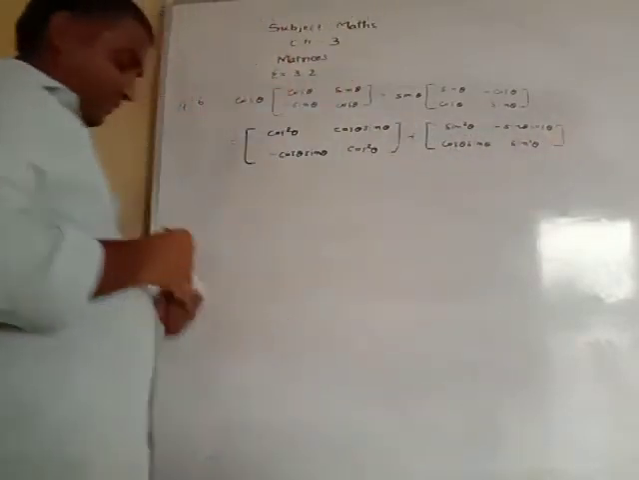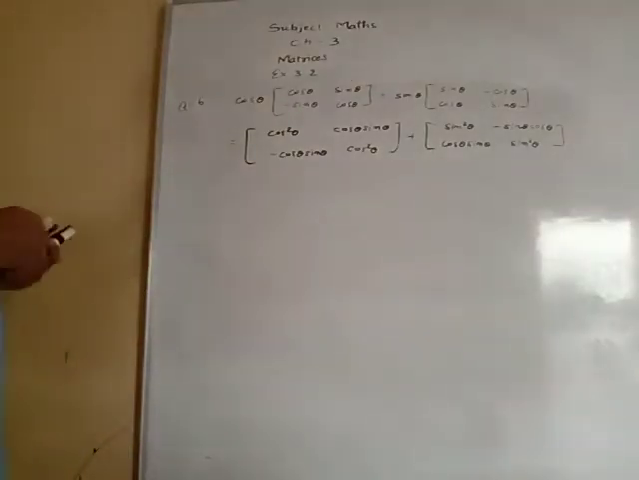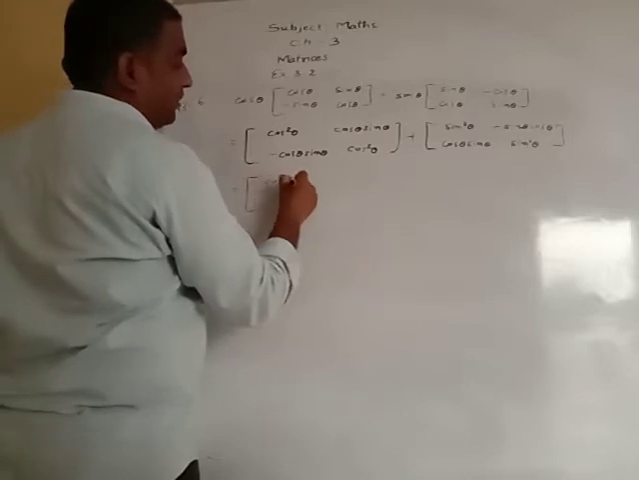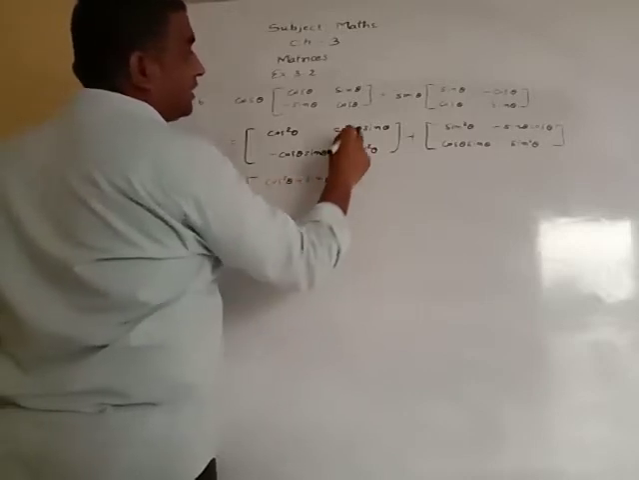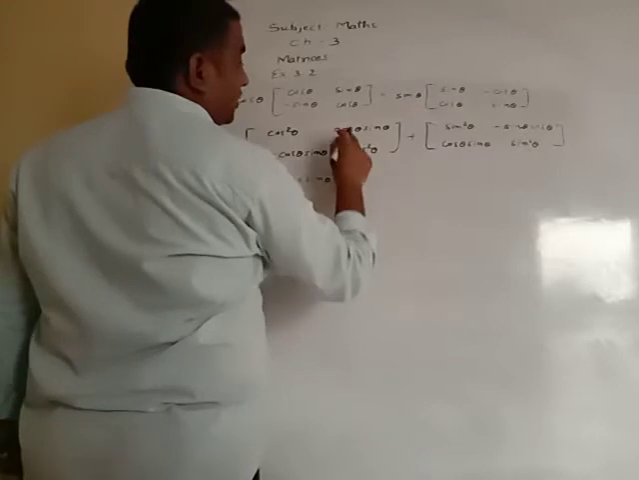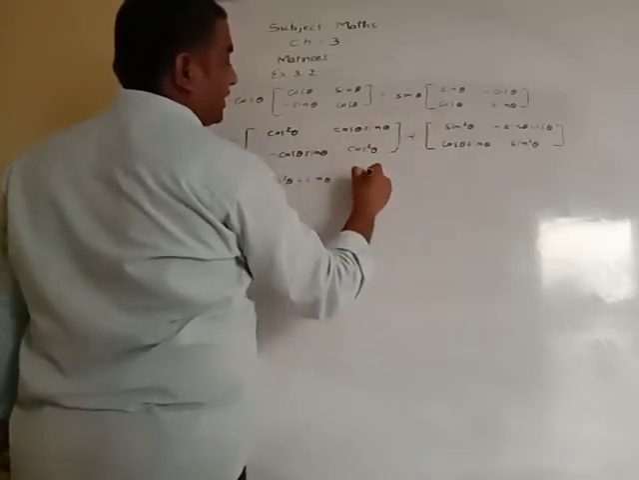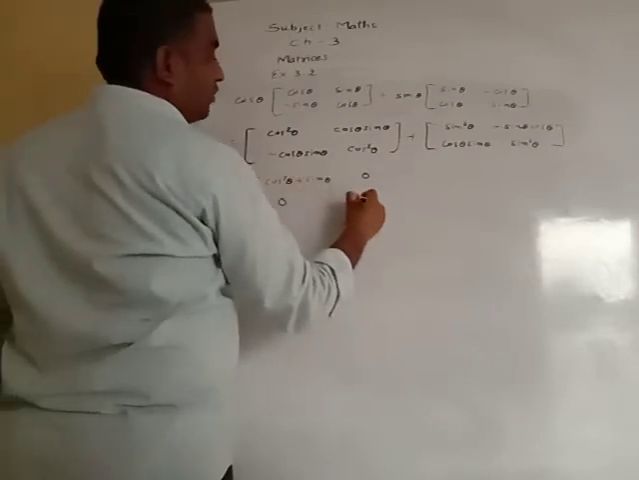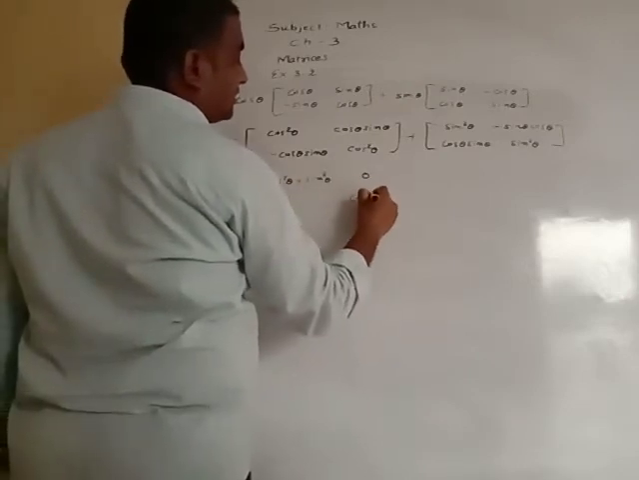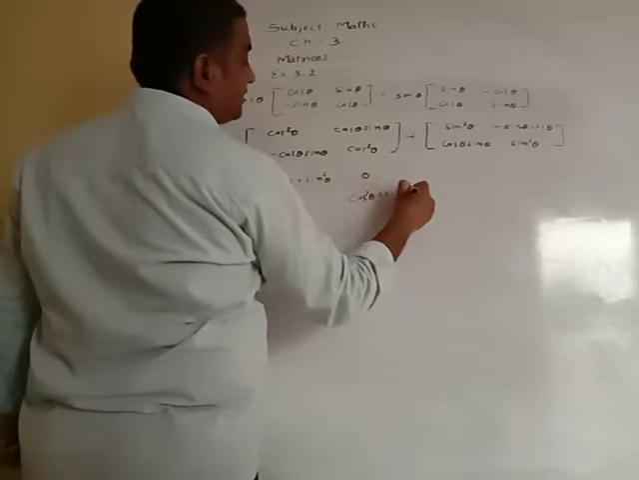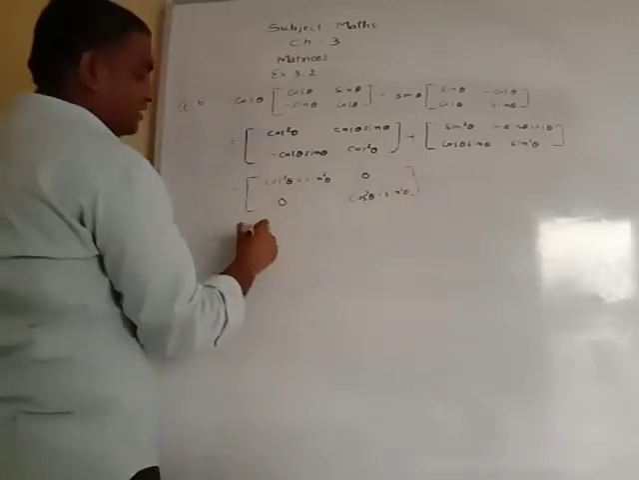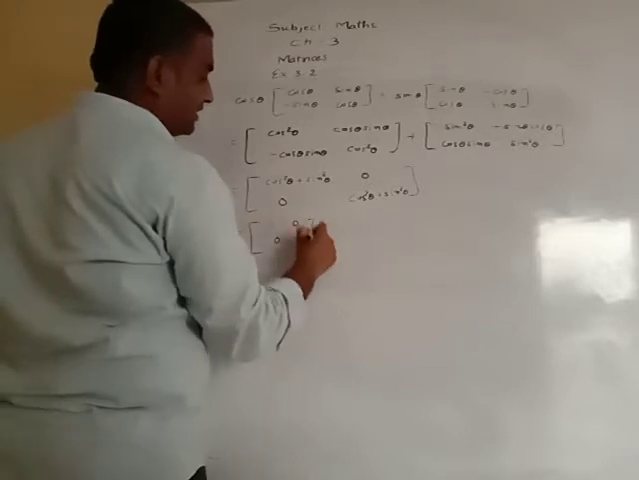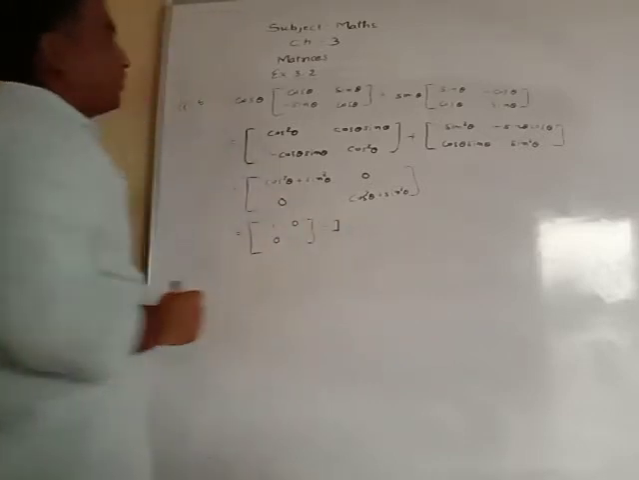So we add them, then we get cos square theta plus sin square theta, cos theta sin theta minus sin theta cos theta will be 0. Again here same terms with plus and minus, so 0. Here cos square plus sin square theta, then the well-known identity gives 1. So [1 0; 0 1], that is the identity matrix of order 2.